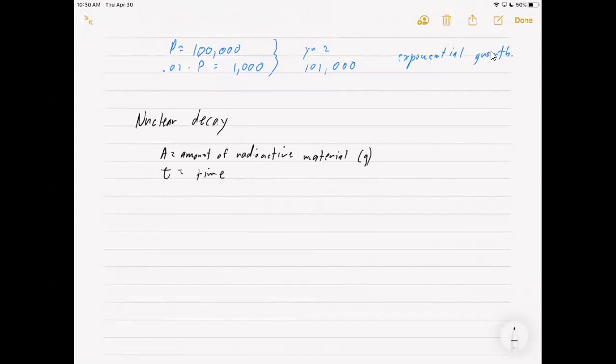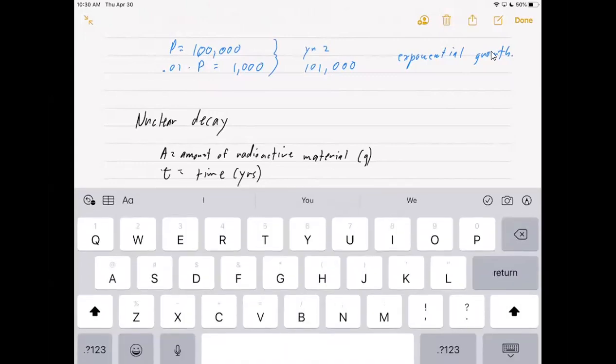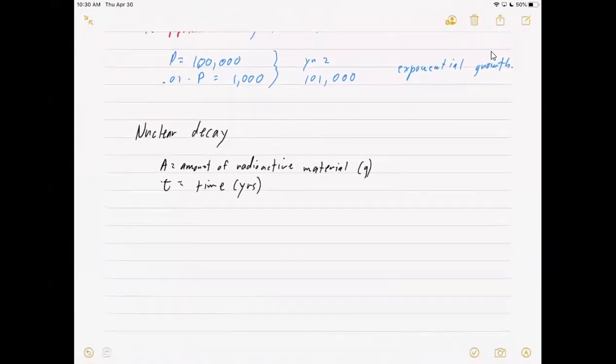Now this depends on what kind of radioactive material you're talking about. Let's just assume it's in years for this example, but some things decay very, very quickly. So you might talk about it in minutes or even seconds. So it depends on what we're looking at. But we'll look at this as time in years to give this some meaning. All right, and we want to find, let me write a differential equation, dA dt equals negative 0.01 times A, right? So in the last case with population growth, it was positive 0.01 times P. This is negative 0.01 times A.